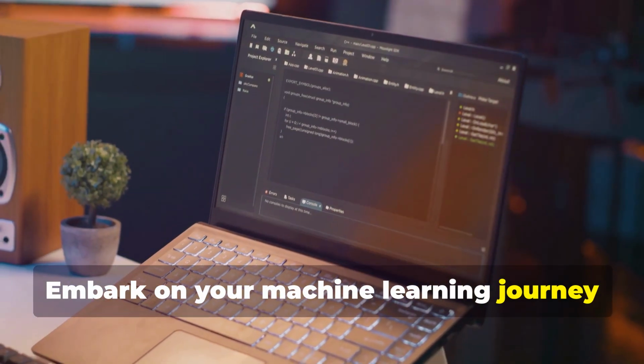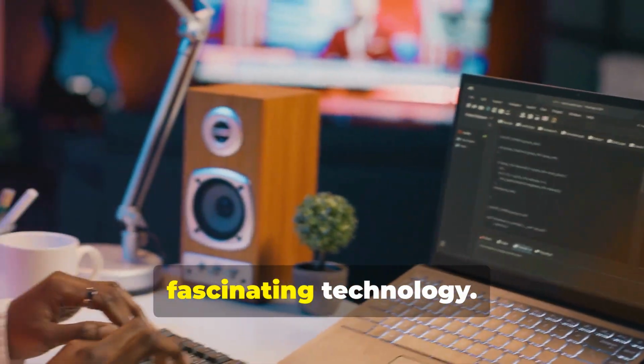Embark on your machine learning journey today and unlock the secrets of this fascinating technology.